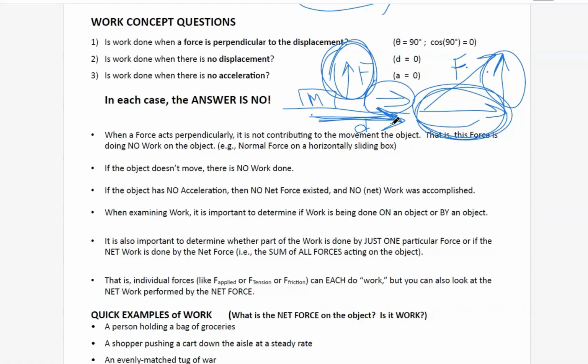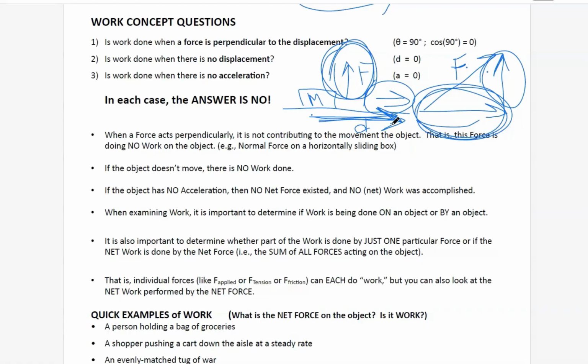Number 2, is work done when there is no displacement? In other words, you push and you push and you push and the object doesn't move. You're pushing on a giant piece of furniture or refrigerator or something, a large rock, and you're pushing for 20 minutes and you're using all your energy. Are you doing any work on the rock? No, the rock or the furniture did not move. There is zero displacement, therefore there is zero work. You can't get anything done.